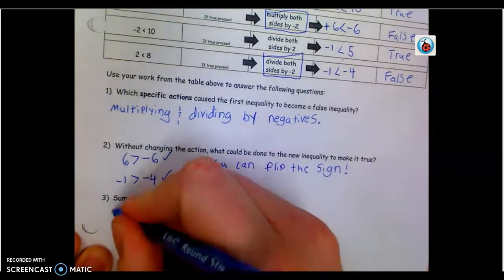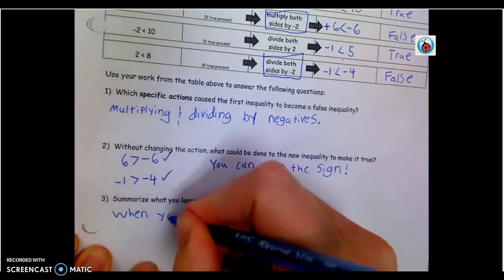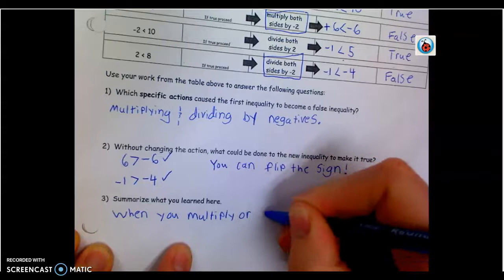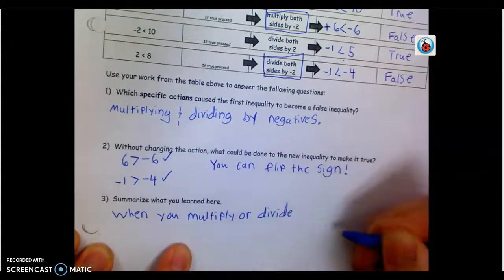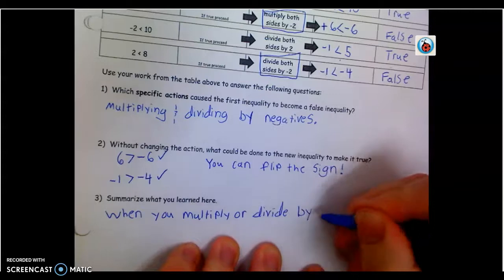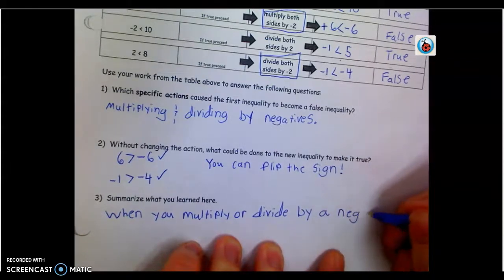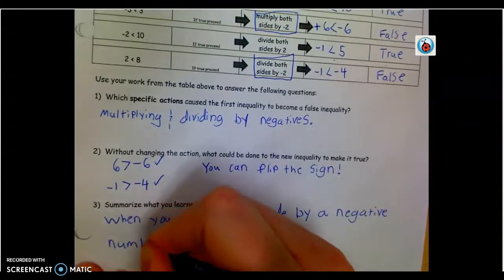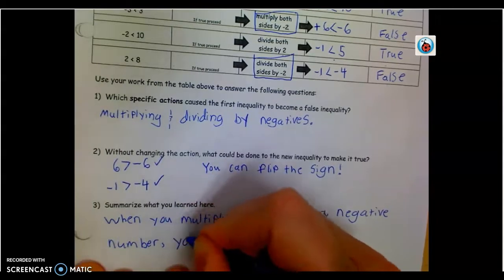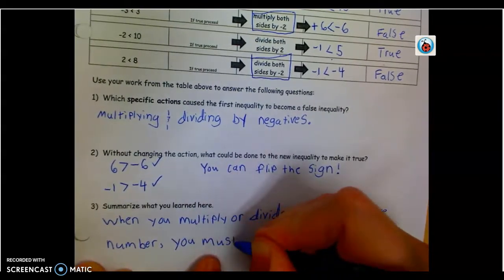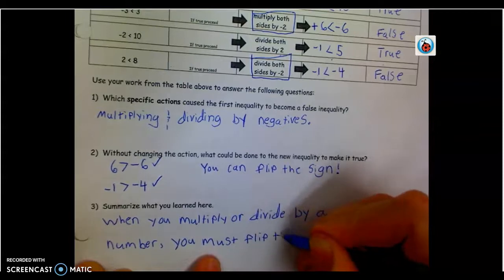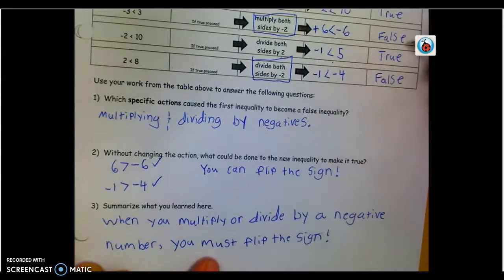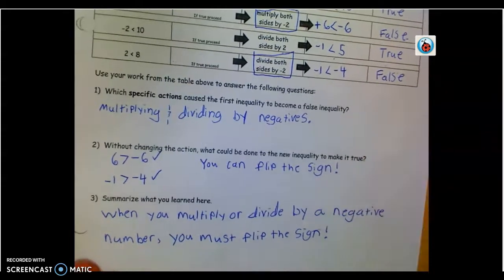To summarize, when you multiply or divide by a negative number, you must flip the sign. Have to. If you don't, just like up here, your answer will be false. You must flip the sign.